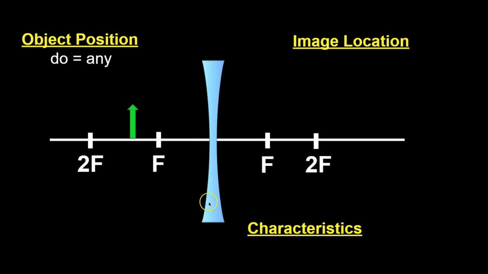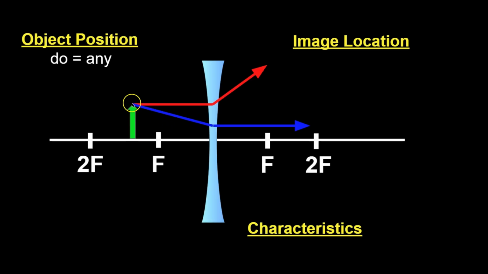Now we're going to look at a concave lens. For the object position, I said that the object distance can be any because it doesn't matter where the object is, you're going to get the same characteristics. So let's start with ray 1. So we have a ray that is parallel to the optical axis and it refracts. And remember, for concave lenses, it's going to diverge, so it's going to go away from the focal point.